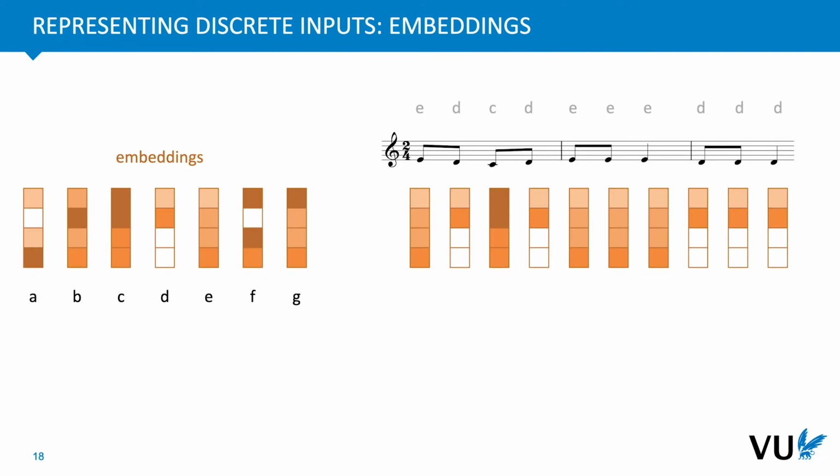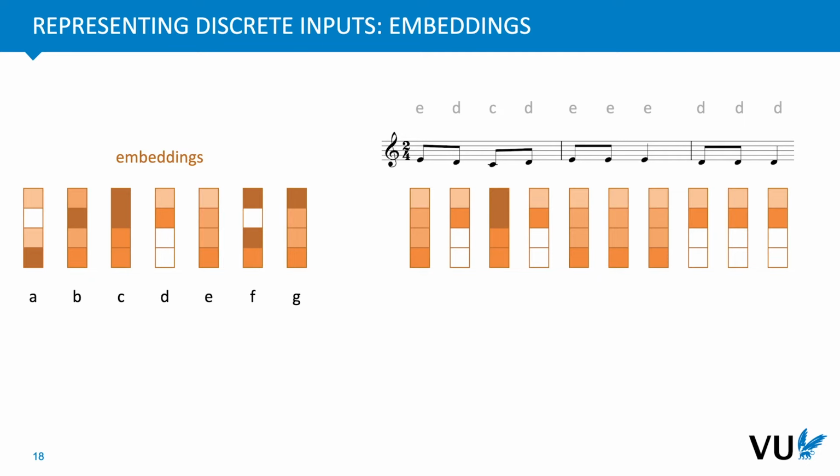Another approach is to create embedding vectors. And here the idea is that for every element in our set of options, every token in our vocabulary, we create a vector of parameters that represents that object. And then to represent a sequence like EDC, we simply concatenate the embedding vector for E with the embedding vector for D and the embedding vector for C, and so on. And like I said, these embedding vectors contain parameters. So all of these numbers on the left here will be learned during the training process of the neural network.